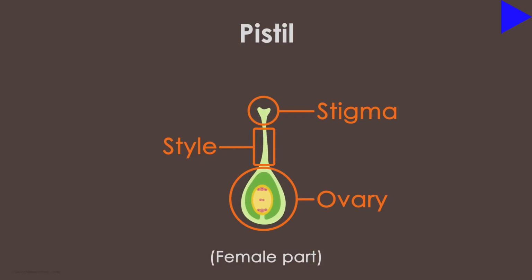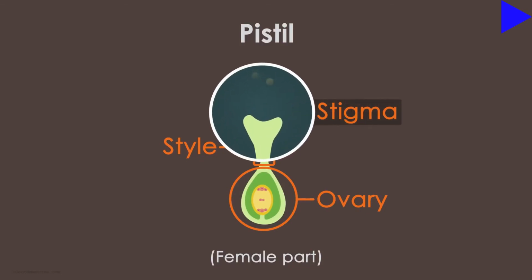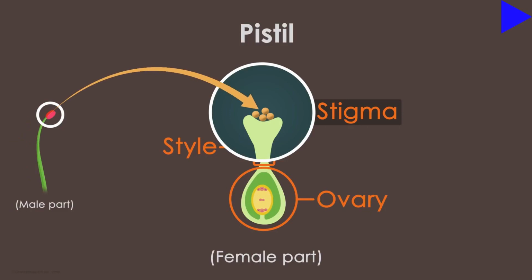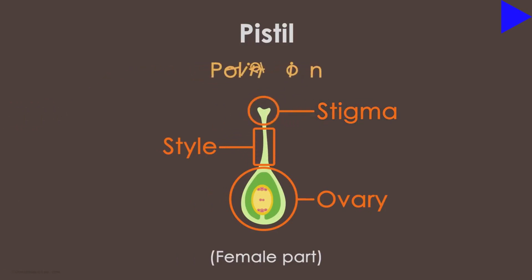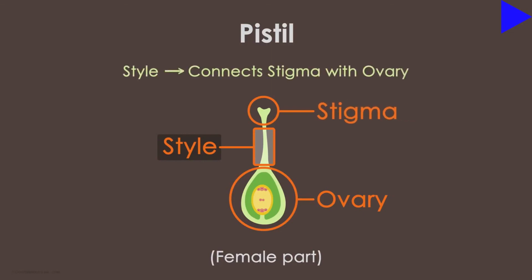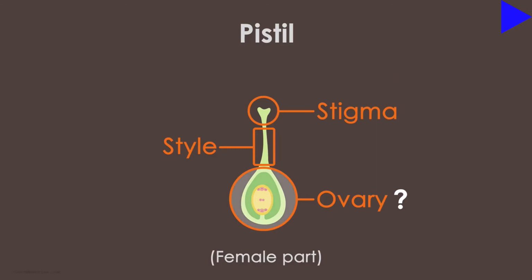Do these structures have specific functions? Yes, they do. The part called stigma is the landing place for the pollen. And what exactly do we mean by this? Pollen from the male part, the anther, land on the stigma and germinate further. This process is what we call pollination in plants. Next comes the style, which is a slender stalk that holds up the stigma in position and connects it with the ovary. What about the ovary then?